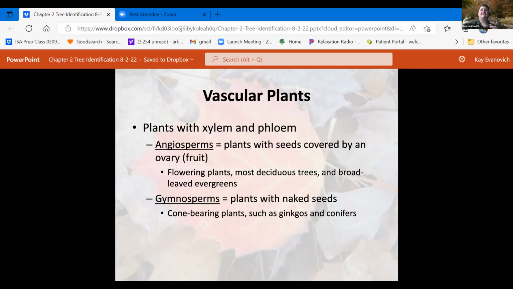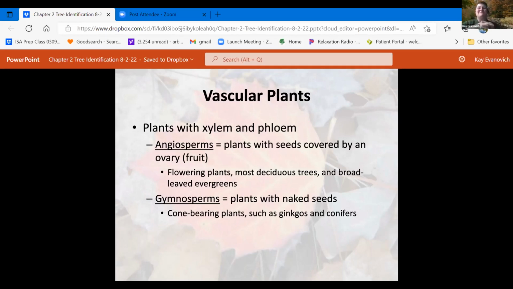Angiosperms are plants that have seeds covered by an ovary or fruit, okay? Flowering plants, most deciduous trees, most broadleaf evergreens fall under the angiosperms, okay? It's going to have that seed that's been covered by an ovary or fruit. Think fruit trees or nut trees, nut-bearing trees, that kind of thing. And then there are gymnosperms. Those are plants with naked seeds. Did she say naked? Yes, I did.